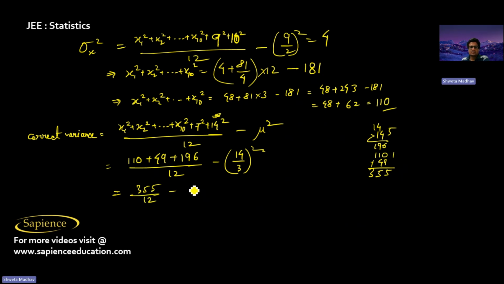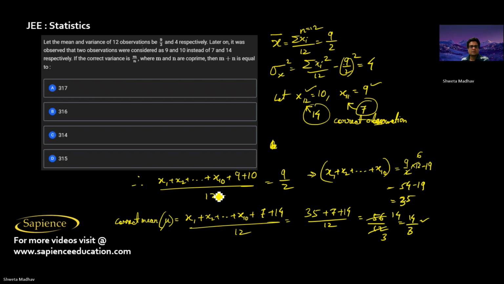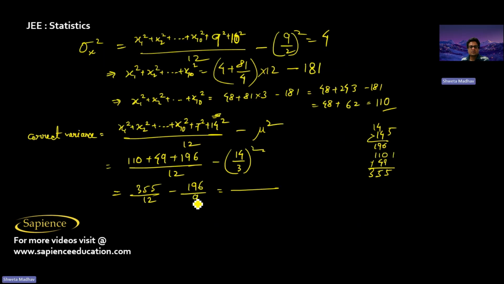Divided by 12 minus this is 196 divided by 9. So this will be the LCM of 12 and 9, that is 36. So 12 times 3 is 36. So 355 into 3 minus 196 into 4. So this will be how much?